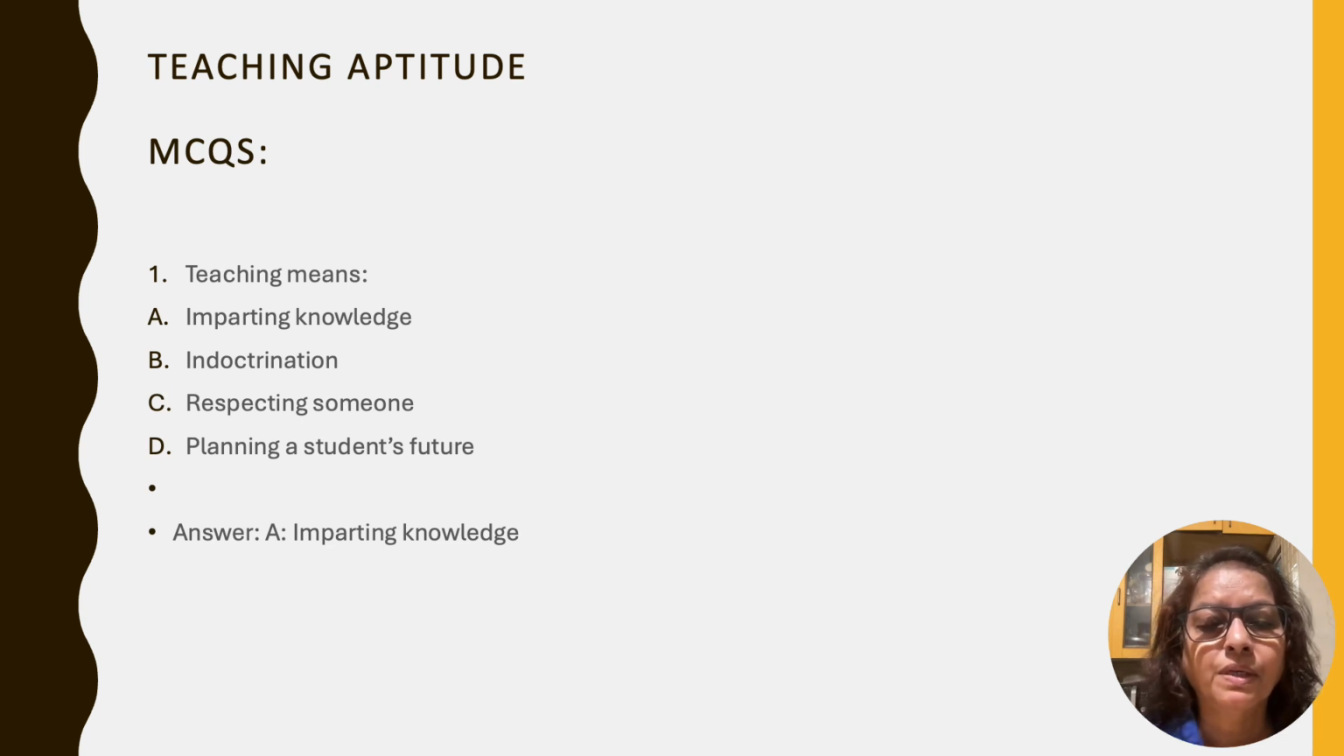The first one, for example, teaching means A. This is the way the multiple choice questions will come: imparting knowledge, indoctrination, respecting someone, planning a student's future. Now here, indoctrination means teaching something without evidence. So the others are false, obviously. Please remember, in MCQs, one will be the right answer, then there will be a second answer which will be close to the right answer, and 3 and 4 may not be so correct.